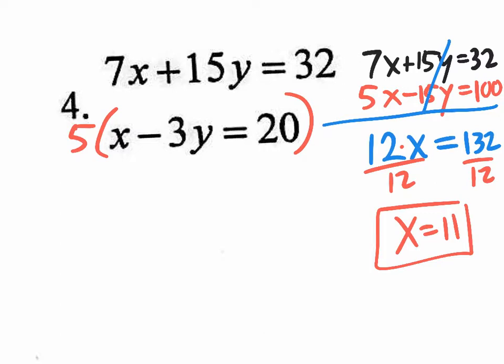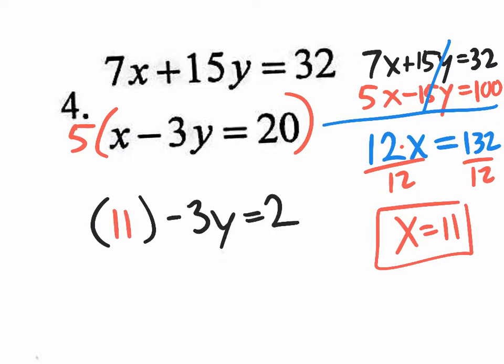To either one. And let's go with the bottom one since she said bottom. x minus, instead of x, let's put the parenthesis and the 11. Minus 3y equals 20. And as you can see, the parentheses aren't even necessary. There's nothing to multiply by. So you don't even need the parentheses. You could erase those parentheses.